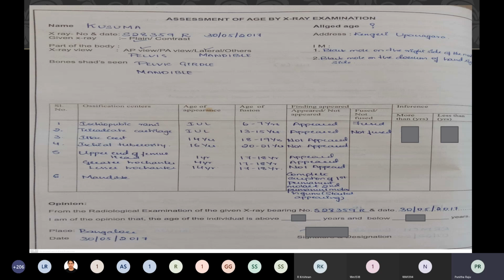This is the way you're supposed to write it in your records. Once you come back, we will give you X-rays and you're supposed to fill up this page. The last will be the opinion: on examination of the given X-ray bearing number and dated, the age of the individual is above dash years and below dash years. The place and date have to be mentioned, and the last will be your signature. On the right-hand side, that part is not seen here. You should put your signature and your KMC registration number as well as the seal and date.